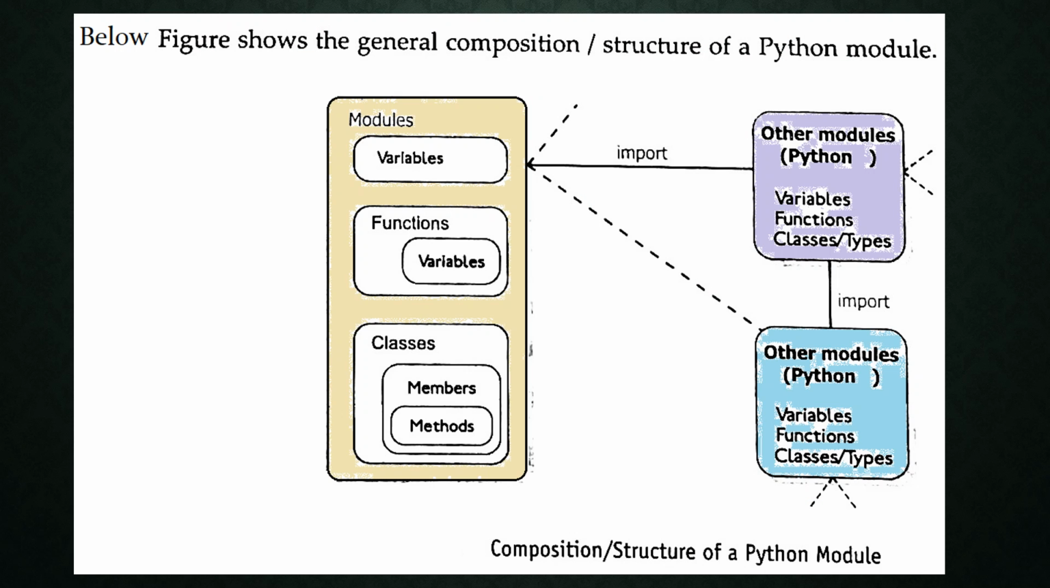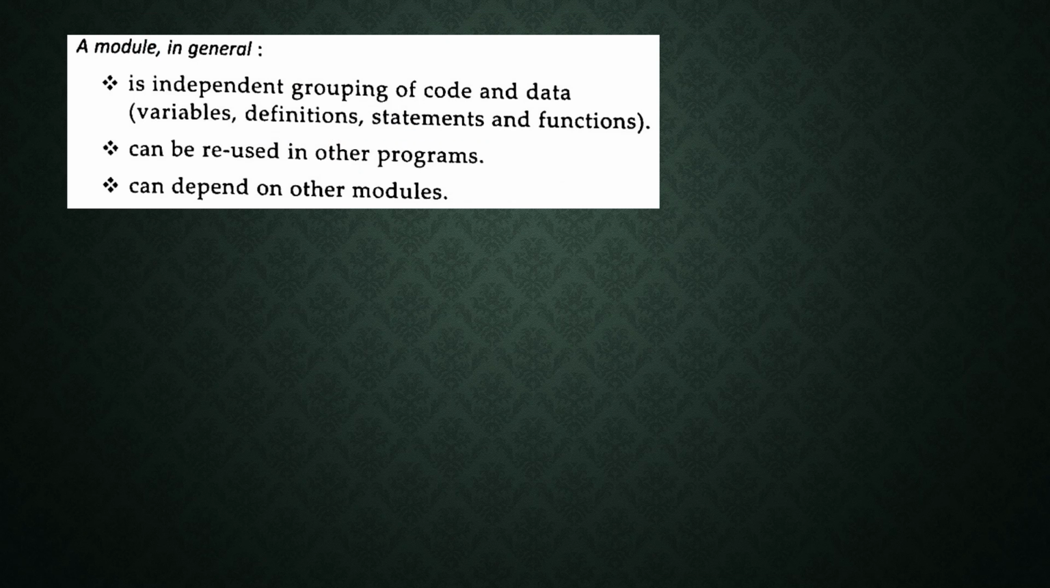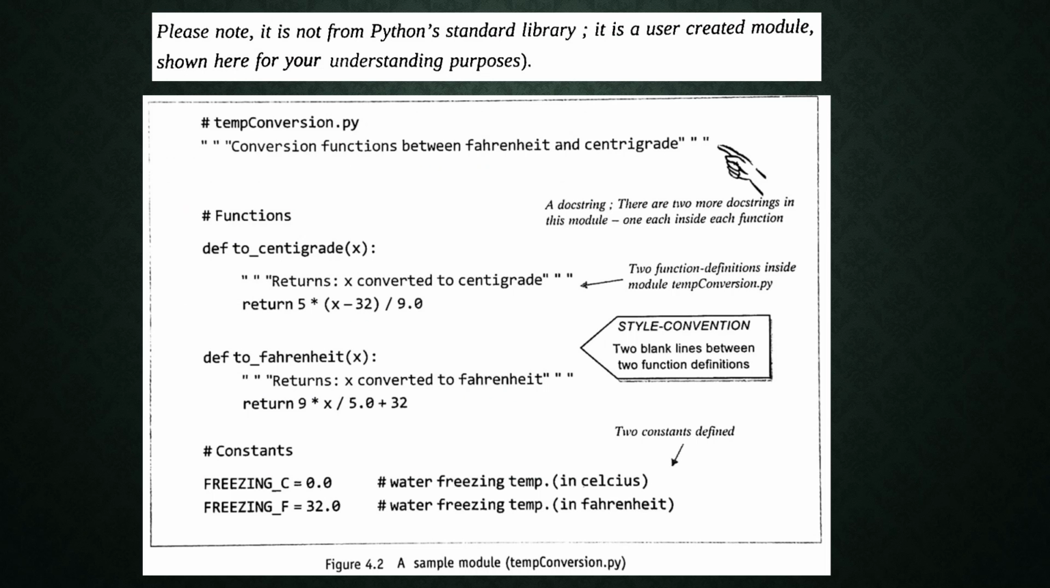See, these are about the diagram of the structure of a Python module. Variables, functions, classes, methods, members, and all those things were explained in the last class also. A module in general is an independent grouping of code and data, including variables, definitions, statements, and functions, which can be reused in other programs also. Once it is defined, it can be reused in some other programs, and can depend on other modules.